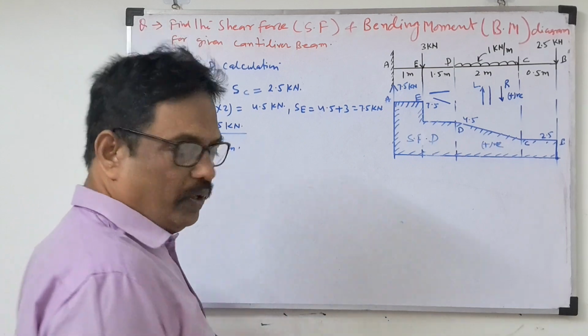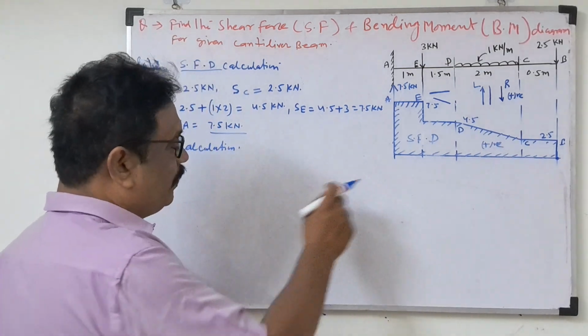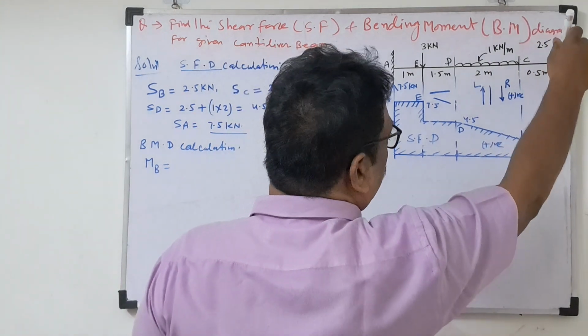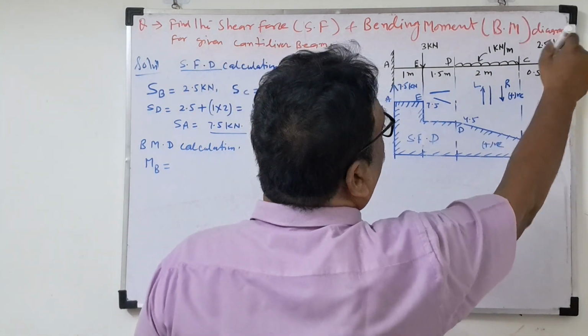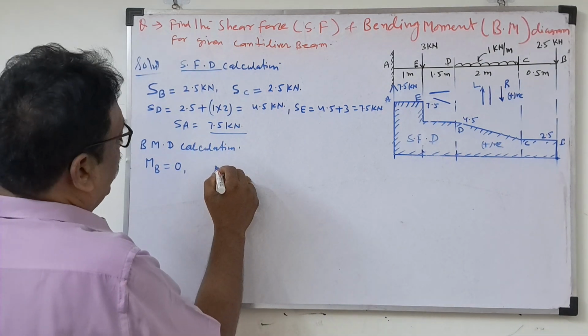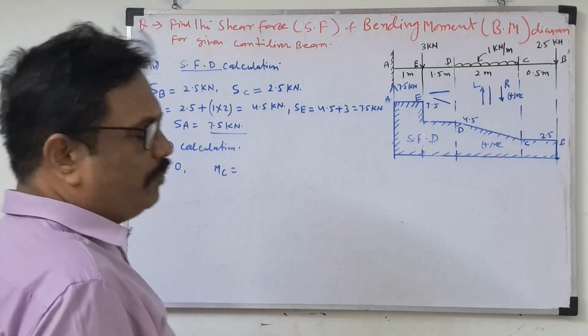At point B, we know moment is nothing but force into perpendicular distance. So at point B, moment will be 0 because the force of 2.5 is there but no length. So that means bending moment will be 0. If we take MC, bending moment at C.